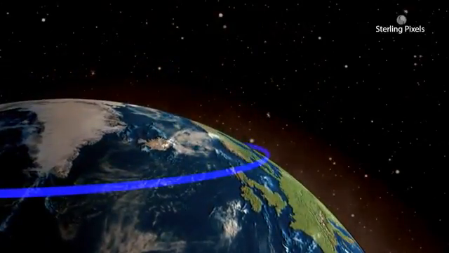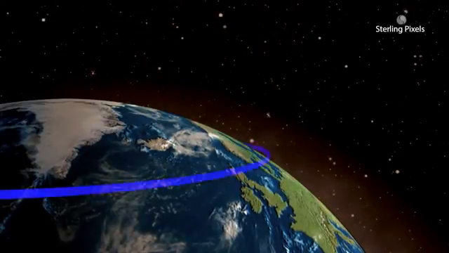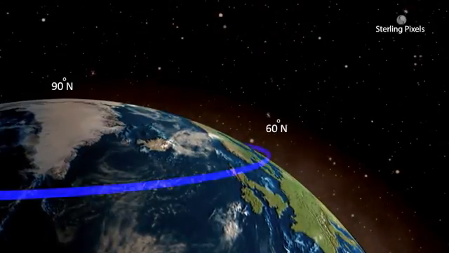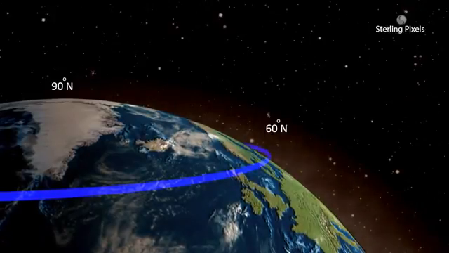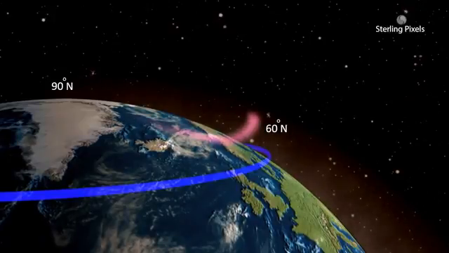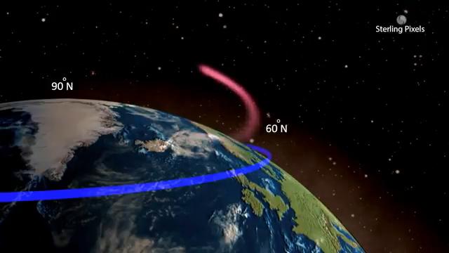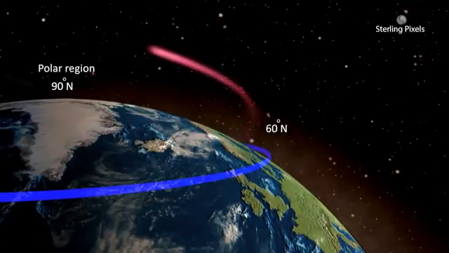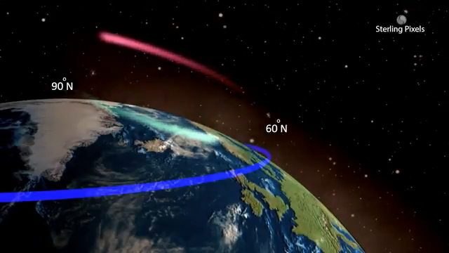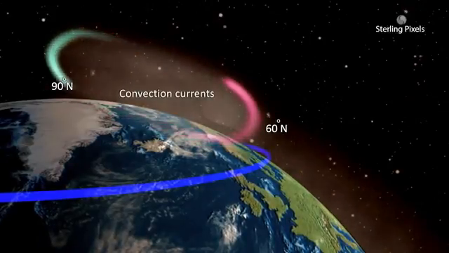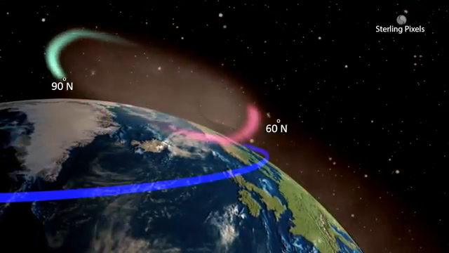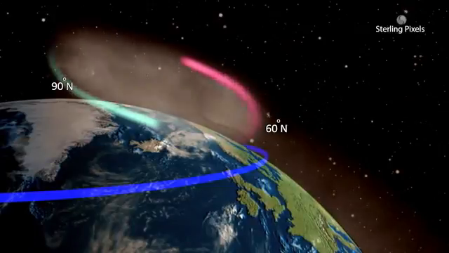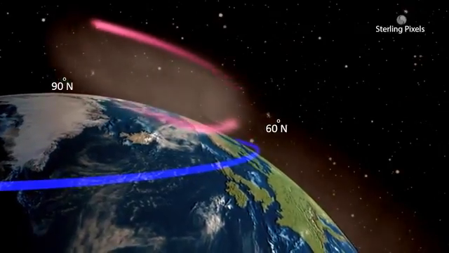Again, the air at latitudes of about 60 degrees north of the equator is warmer than the polar air, and so rises, thus creating a low-pressure region. The cold, dense air from the polar region rushes down to take its place. This again causes convection currents in the air in the region between latitudes 60 degrees and 90 degrees north.